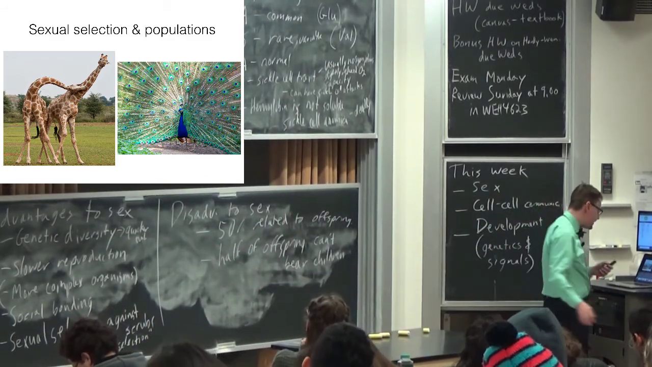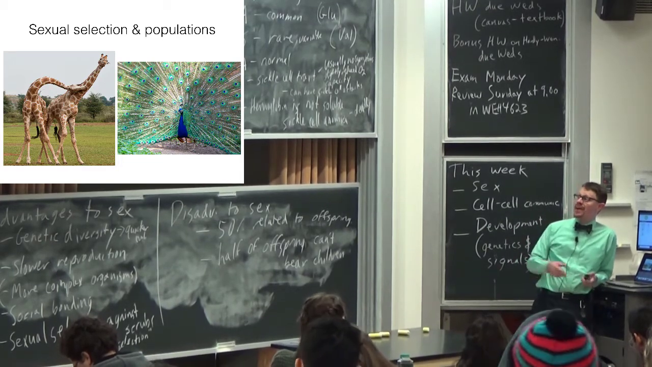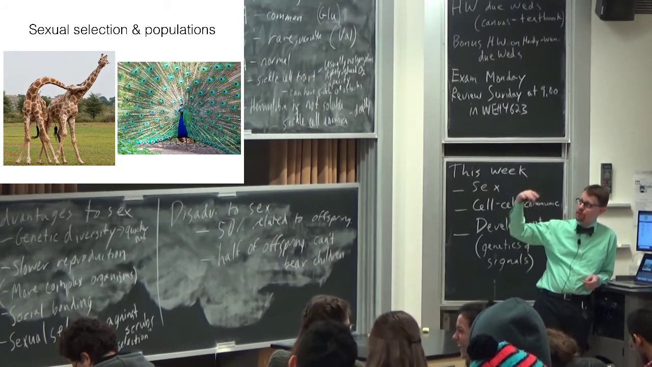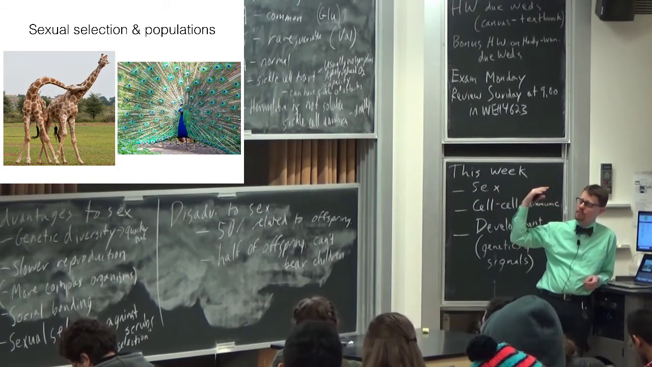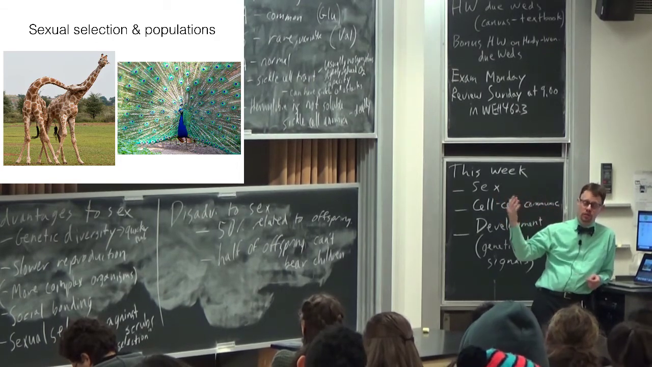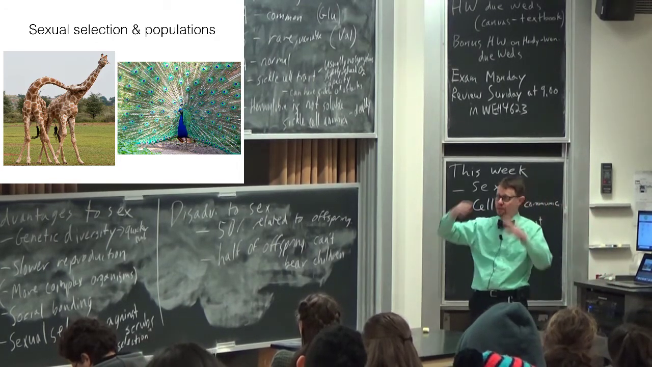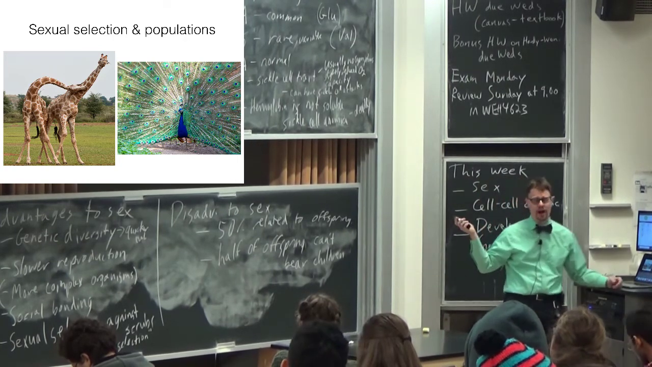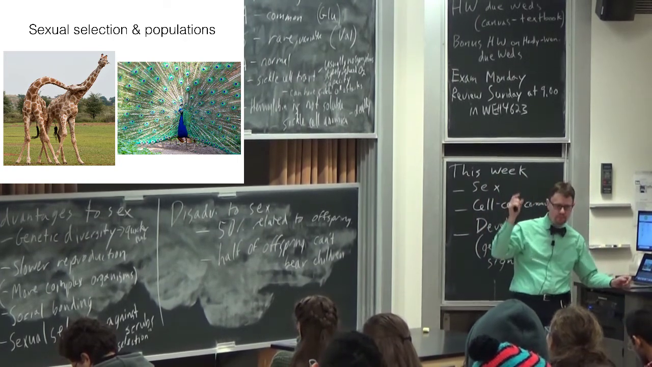So the idea is that, especially for males, but also for females too, any male that is sick, has a genetic disease, is not going to reproduce because they can't put on these fancy displays. They're too busy fighting off their cold or dealing with their genetic disease.